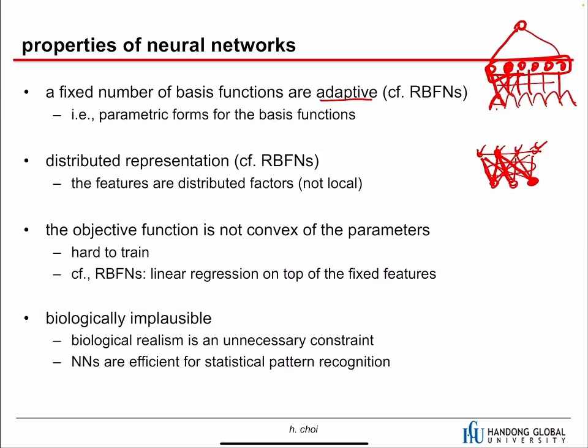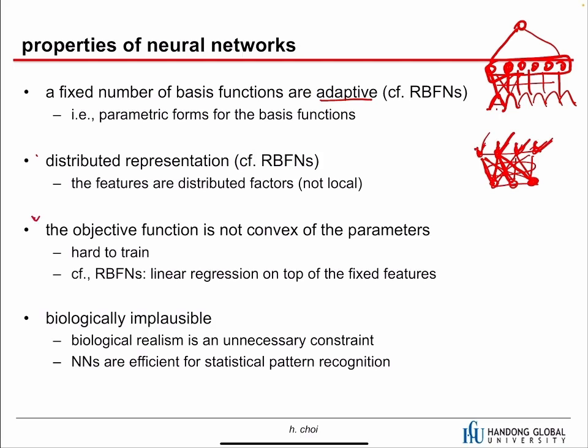And the next one says the neural network has a distributed representation. In the RBF networks, these basis functions are local functions. When we have one input x, the closest basis functions will work dominantly, right? But in the neural networks, that's not the case. All the nodes in the hidden representation will work. So it will extract some features from this input, and this one will extract another feature, another feature, another feature.